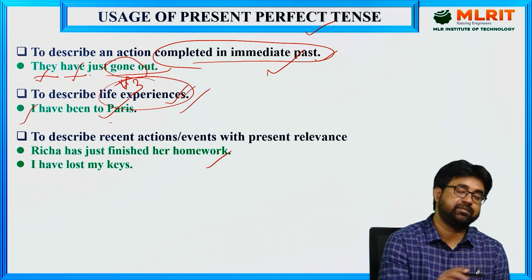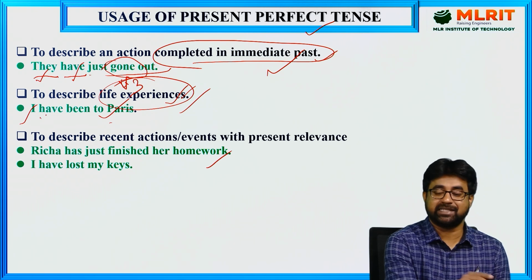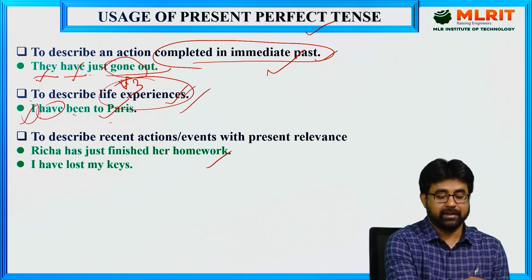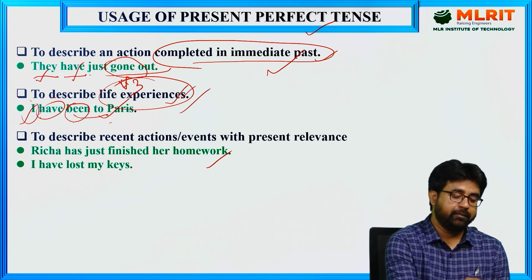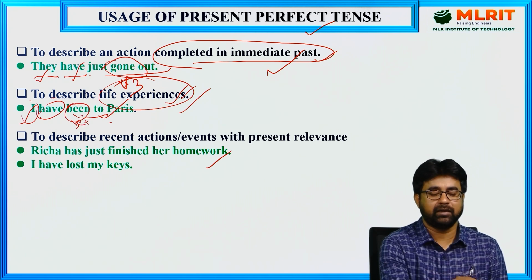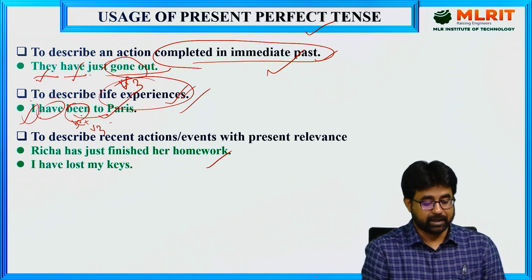But because it's a life experience, I am telling it as my life experience. So which tense am I supposed to use? I am supposed to use present perfect tense. So that's why subject, have, and then been. Here be is the main verb plus the third form, the V3 form, right?